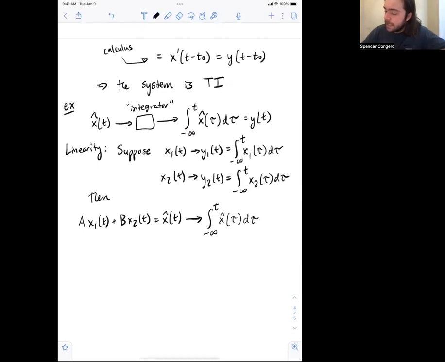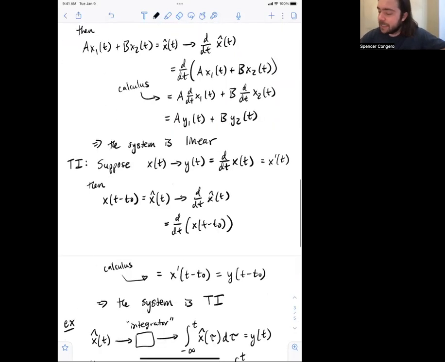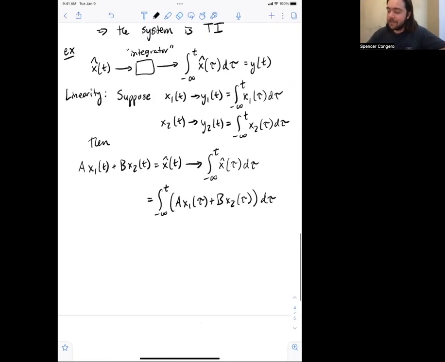And now I can plug in for what x hat is. I know what x hat is. Here's the definition. So x hat of tau, I just put a tau everywhere I see t. I get a x1 of tau plus b x2 of tau, d tau. And now we're going to make a similar step as we did in the differentiator, right? Here's where we are analogously in the previous problem. Now we used properties of the derivative from calculus to split that derivative up, distribute it through. Let's do the exact same thing with integration.